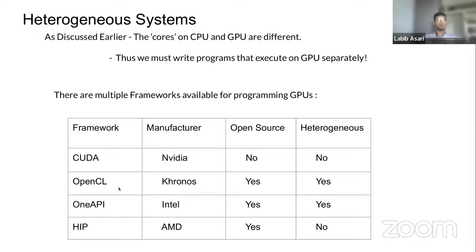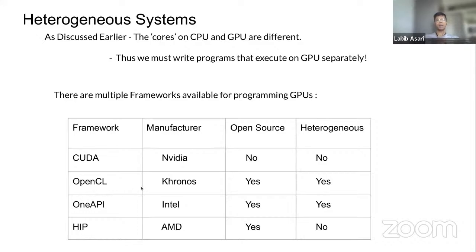The next framework is OpenCL. It is an open source standard maintained by the Khronos Group. It is open source as well as heterogeneous. So if we write our code in OpenCL, then it can be executed on any GPU, and it can also be executed on FPGAs or other hardware units.